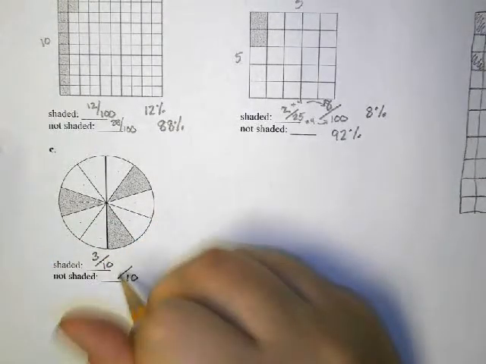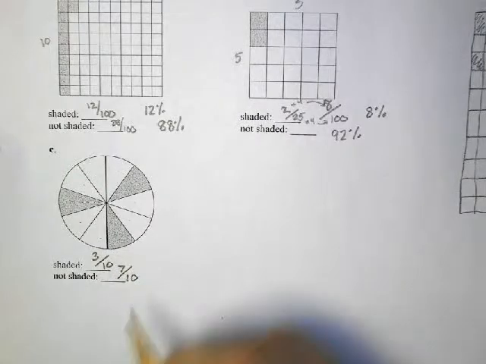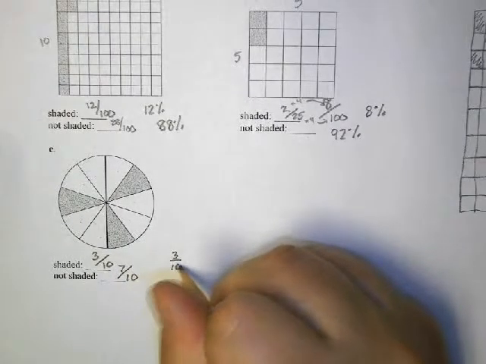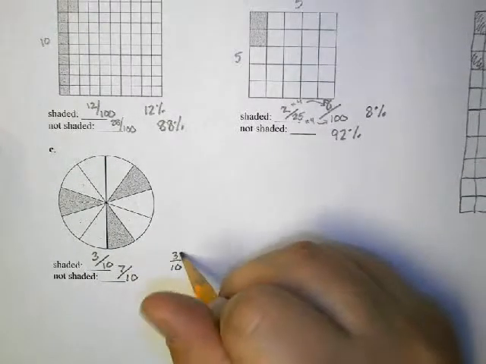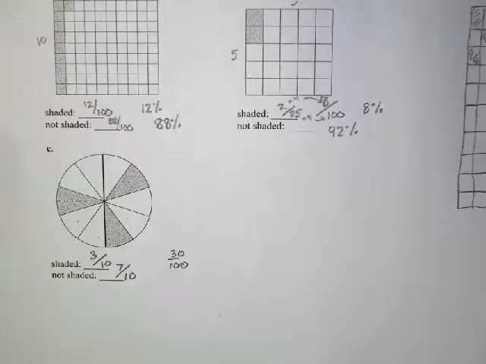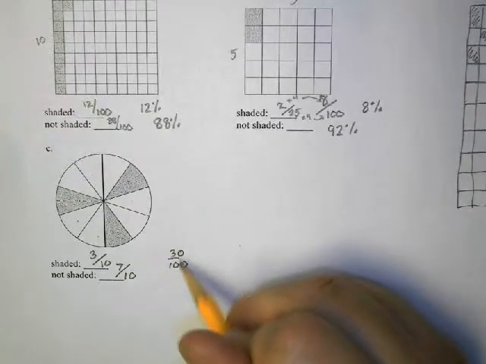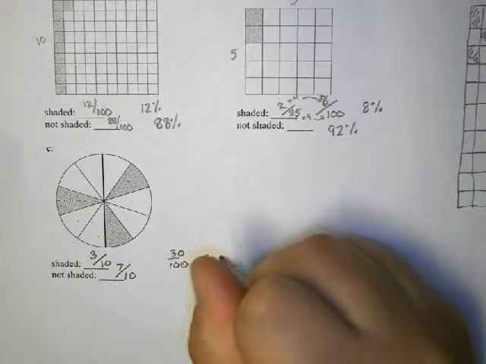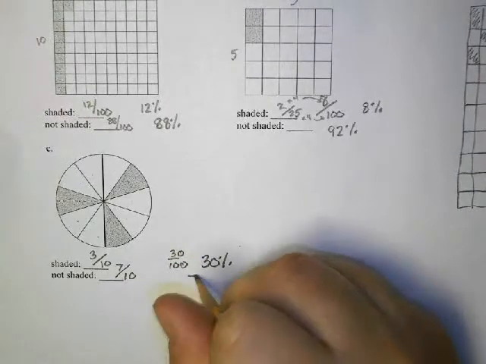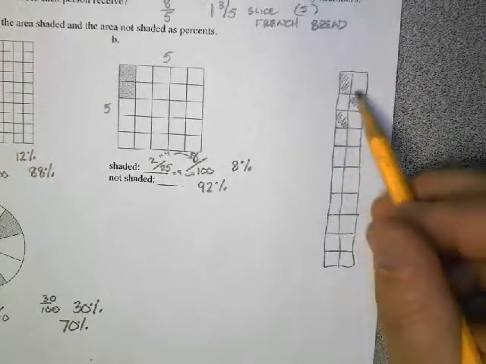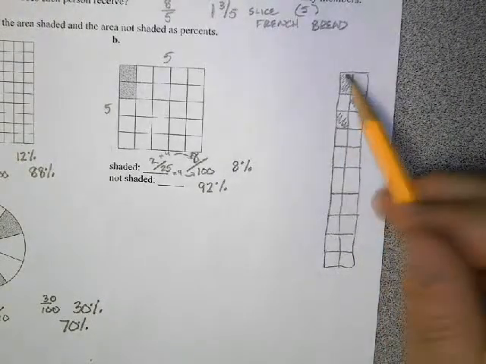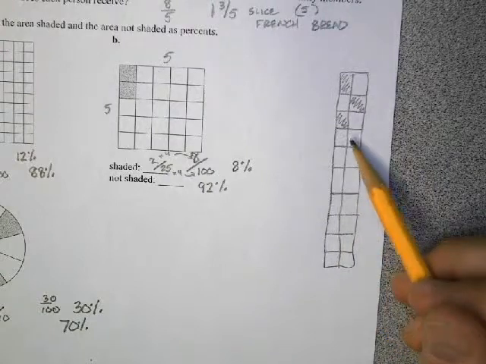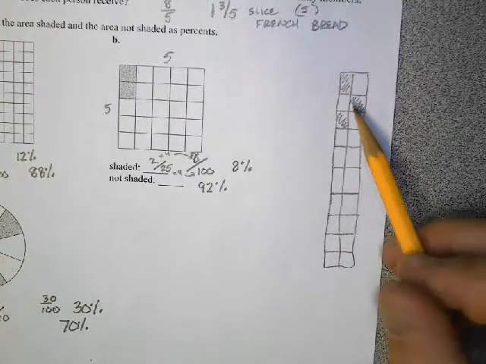Last one. We have 1, 2, 3, 4, 5, 6, 7, 8, 9, 10. There are 10 pieces to this. So there are 3 of them that are shaded. There are 7 that are not. So 3/10, and I want this to be over 100. Well, the easy way is just add zeros, because you're multiplying by 10. So this is 30%, and not shaded is 70%.